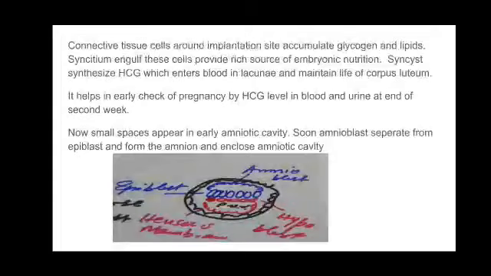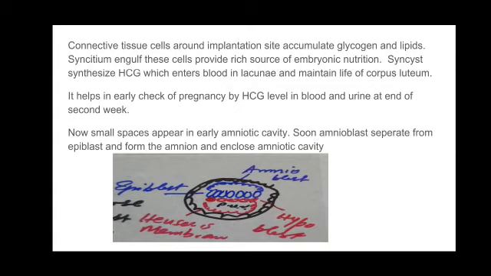After embedding in the endometrium, connective tissue cells around the implantation site accumulate glycogen and lipids. The syncytium engulfs these cells, which are the endometrial cells full of glycogen and lipids. That provides a rich source of embryonic nutrition.